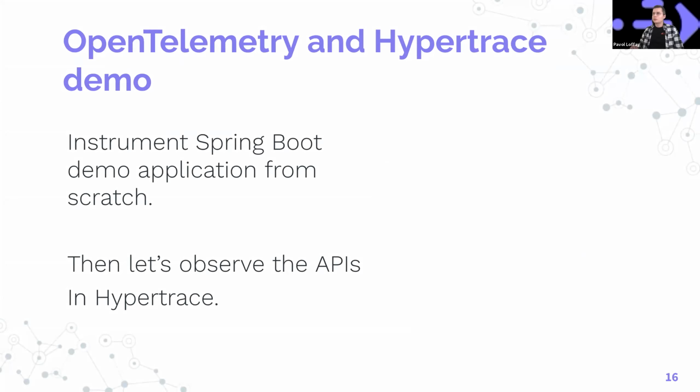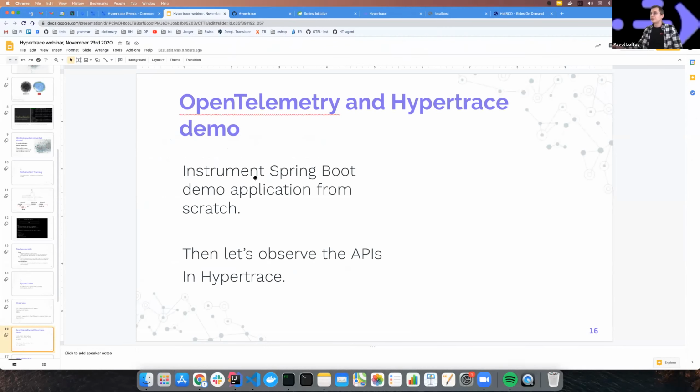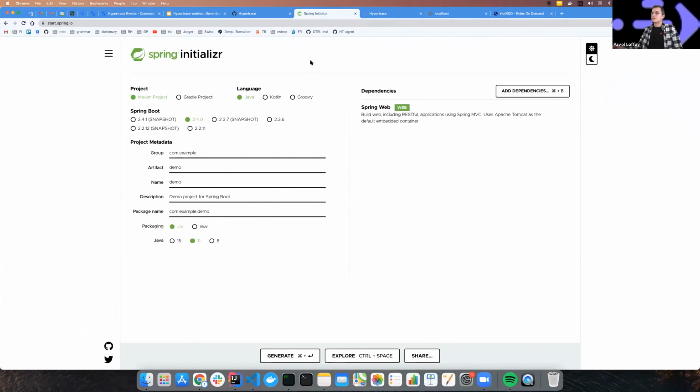So now I will jump into demo. What I would like to show you here is how you can instrument a Spring Boot application with Hypertrace Java agent. I have just created a Spring Boot application by using this Spring Initializr, and I just chose the Spring Web package, and then I hit the generate button. It downloads the zip with the application, and then you can unzip it and run it.